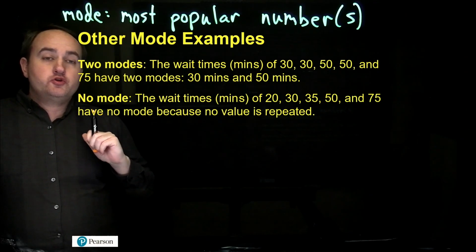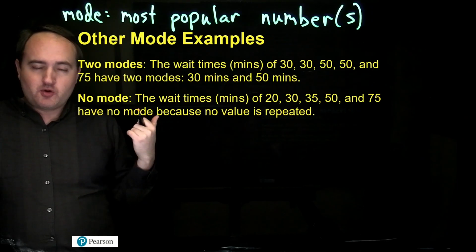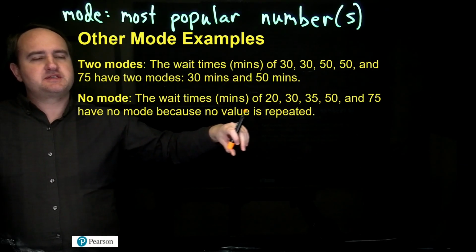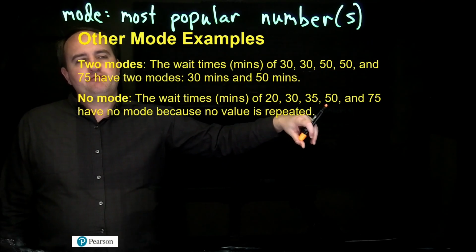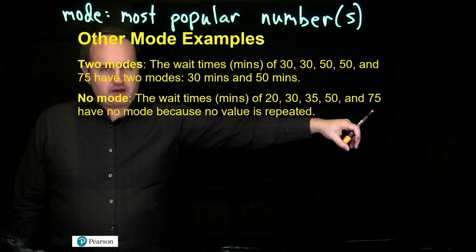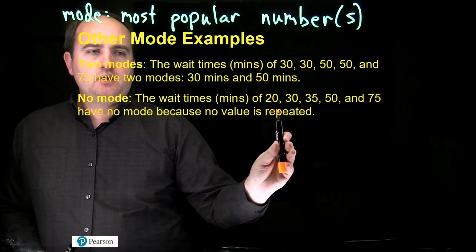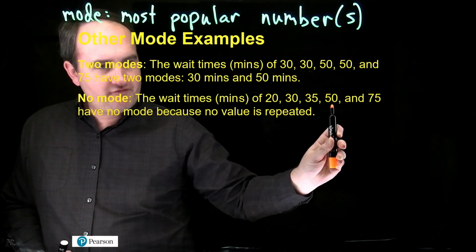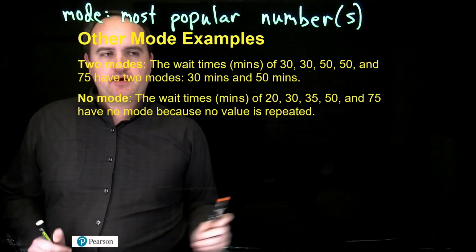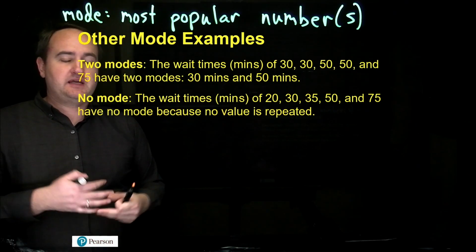Okay, no mode. So what is that going to look like? Well, here's an example of that. So 20, 30, 35, 50, and 75. Well, we have 120, we have 130, 135, 150, and 175. Did any of these numbers occur more than the others? The answer is no.